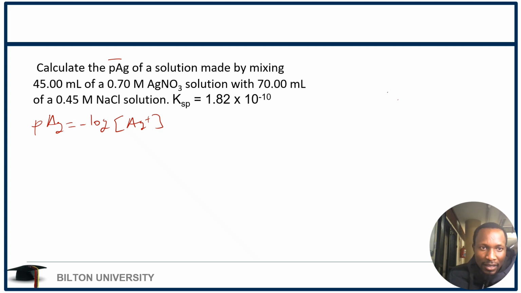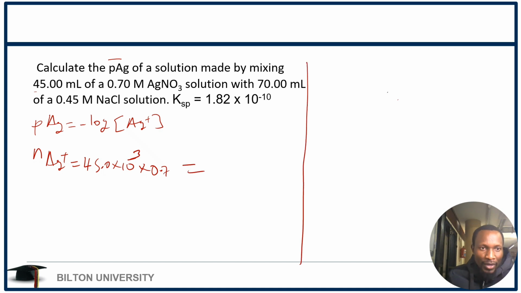So let's look. In this case, we are given the moles of silver ions, the volume and the concentration. So we can look for the moles of silver ions, and we have the volume, which is 45.0 times 10 to the power minus 3 times the concentration, which is 0.7. We have 45 times 0.7, and that's going to give us 0.0315 moles of silver ions.